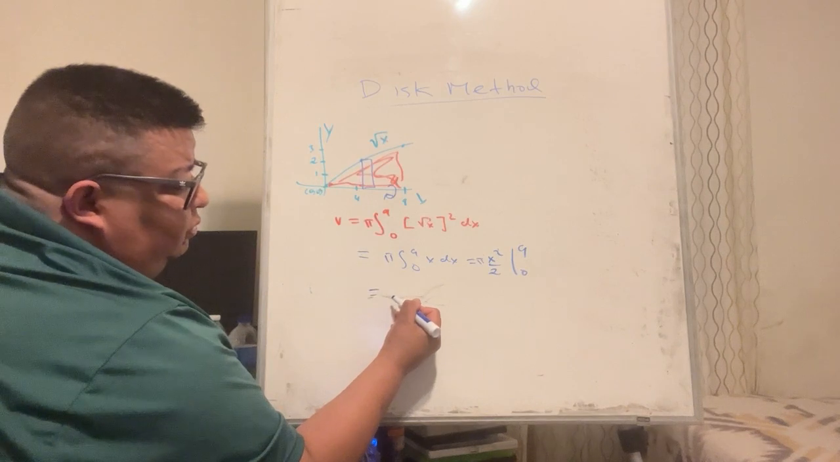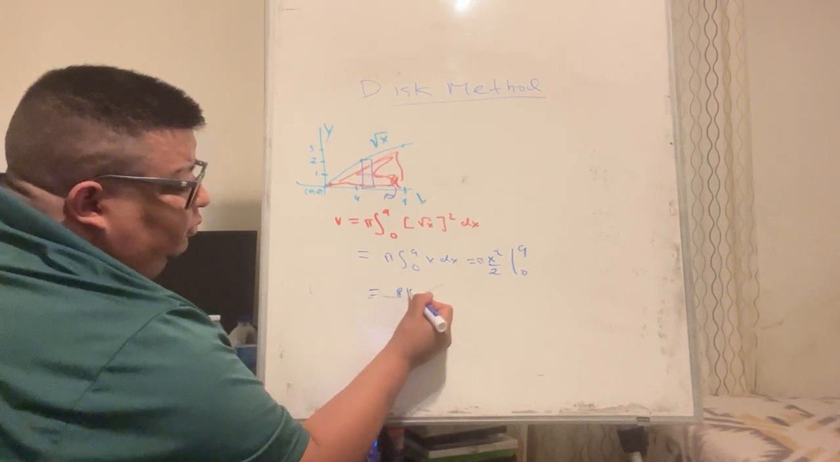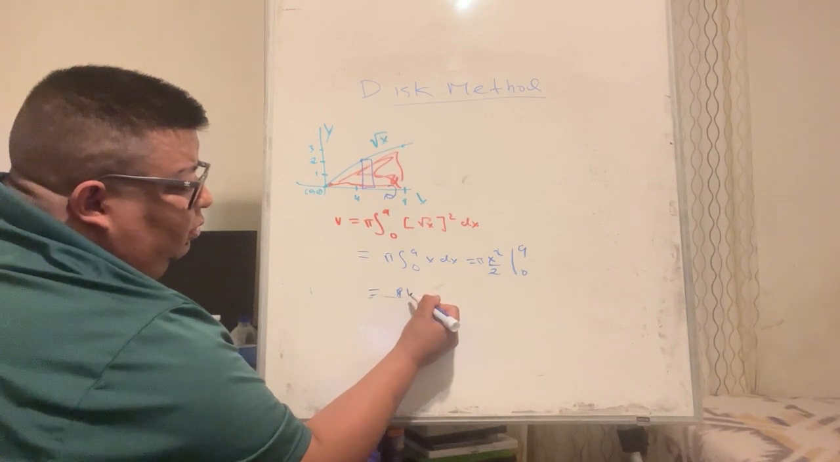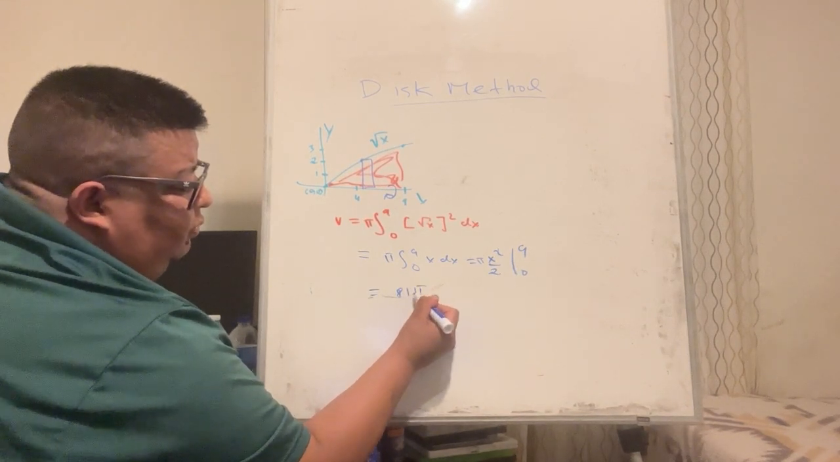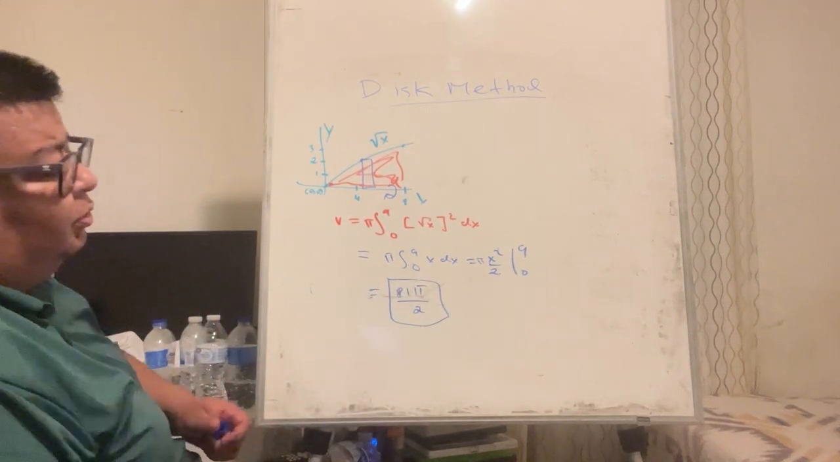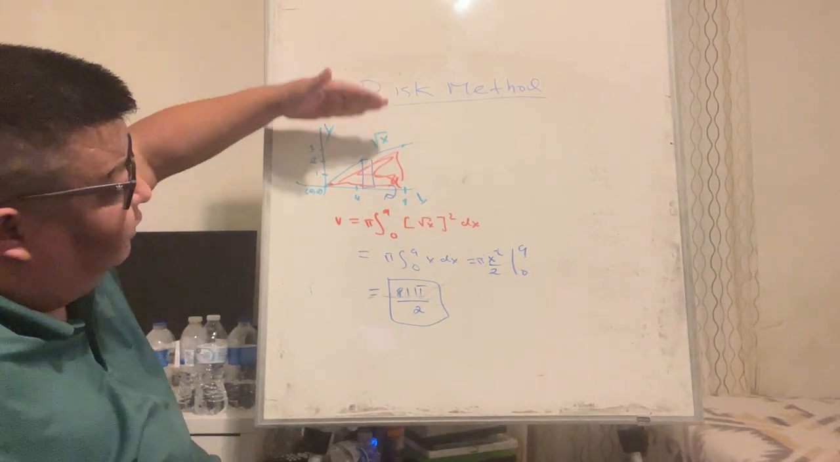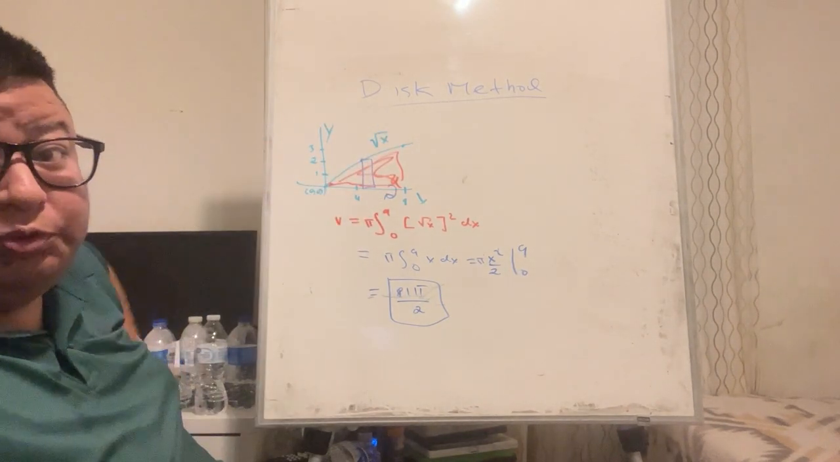And that's equal to 81 pi over 2. So that's the volume. That's the volume of this solid of revolution.